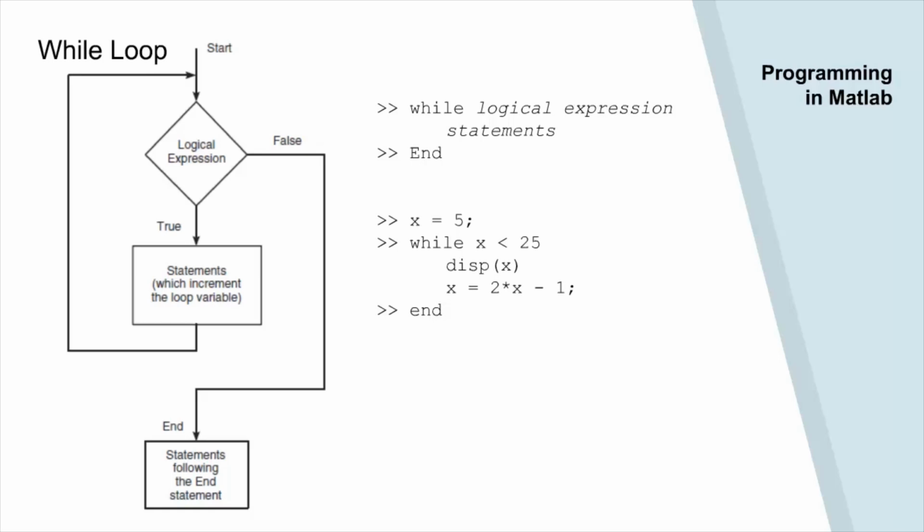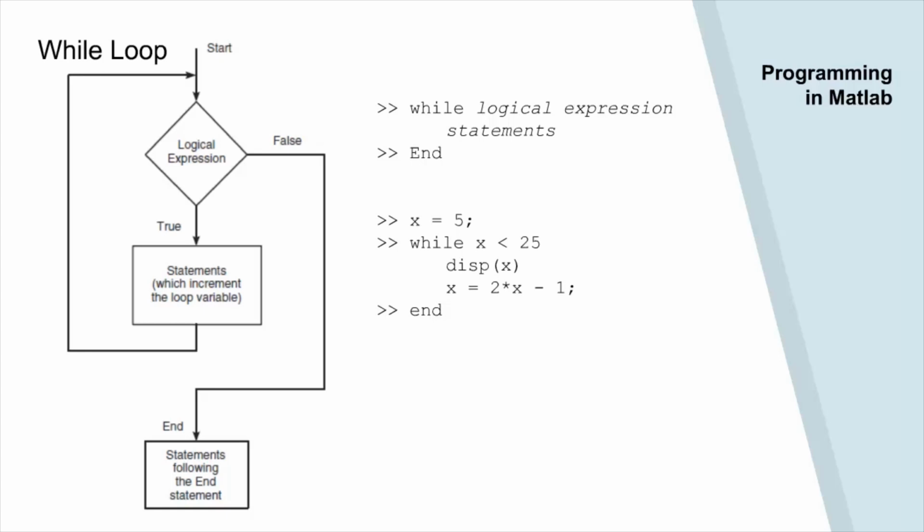The loop variable x is initially assigned the value of 5 and it has this value until the statement x equal to 2x minus 1 is encountered the first time. The value then changes to 9. Before each pass through the loop, x is checked to see whether its value is less than 25. If x is less than 25, then and only then the pass is made. If not, then the loop is skipped and the program continues to execute whatever statement follows the end statement.